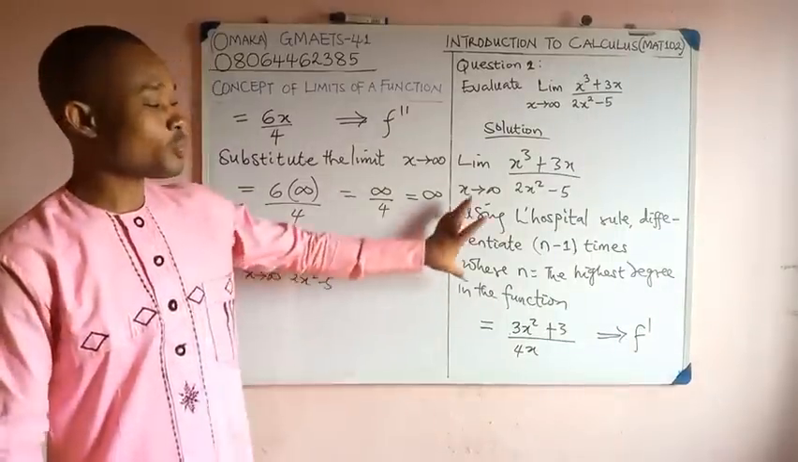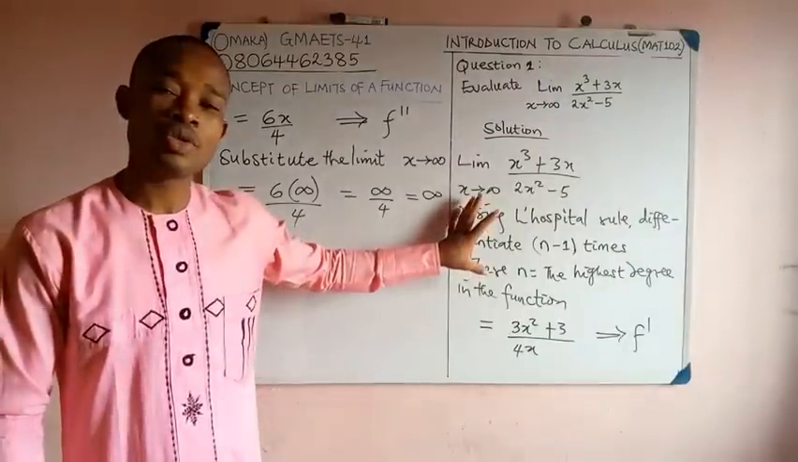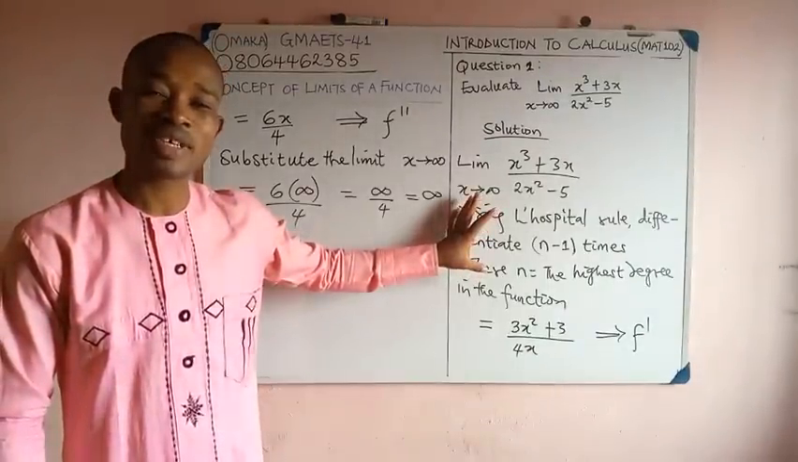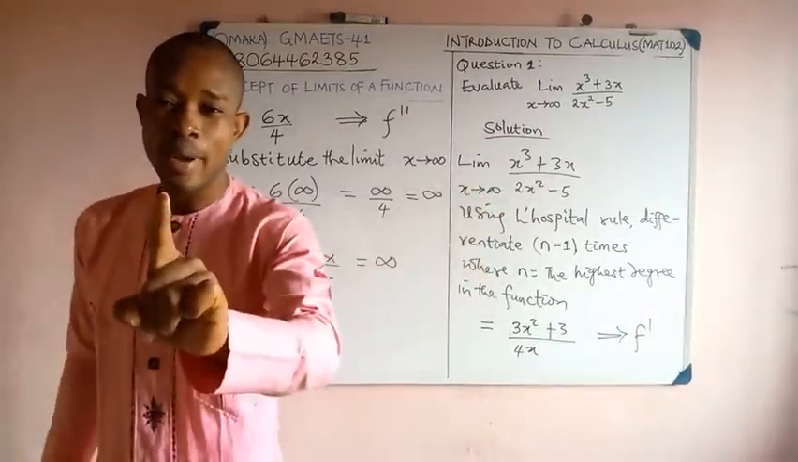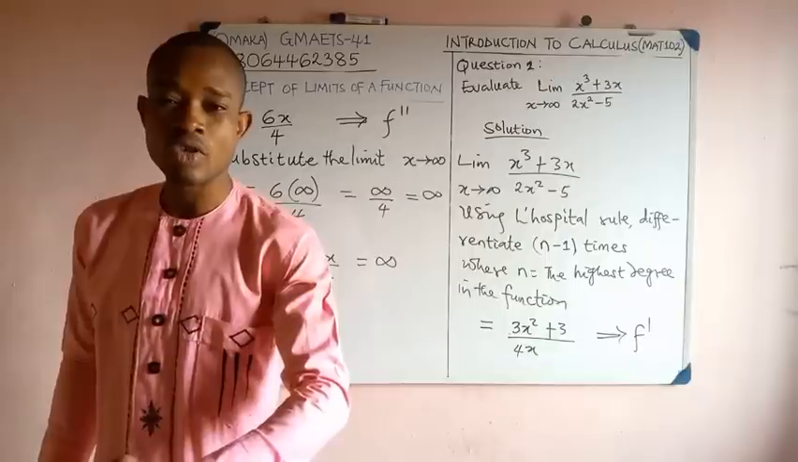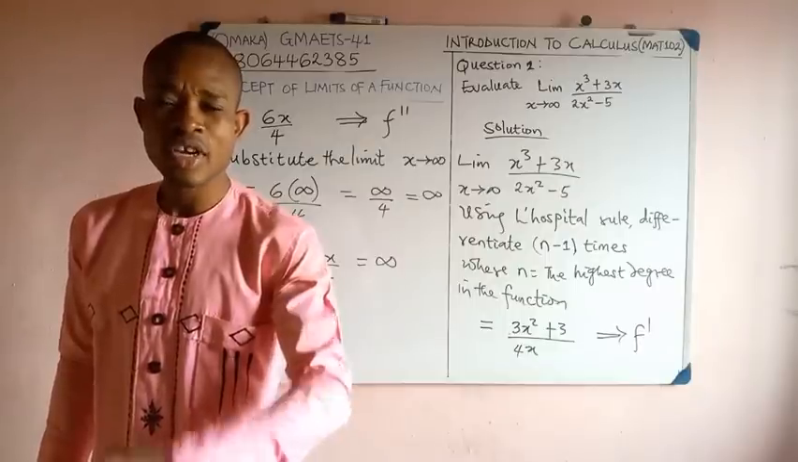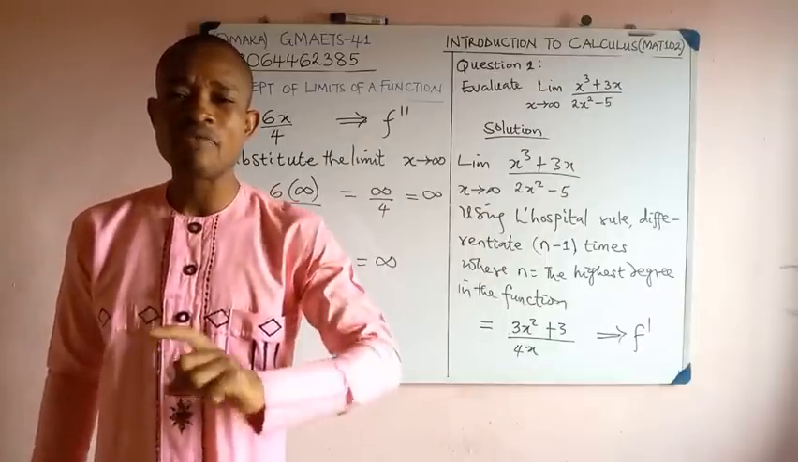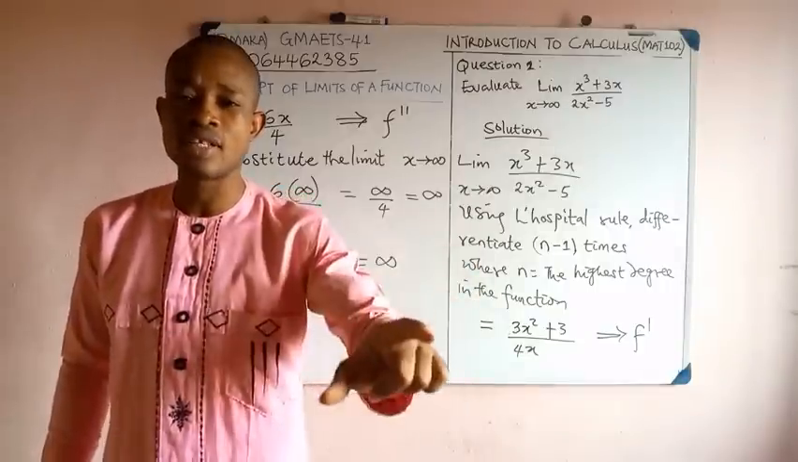So the secret is this. How many times do you differentiate when using L'Hôpital's rule? It depends on the degree of the numerator and the denominator. If they have equal degree, then differentiate as many times as the degree.